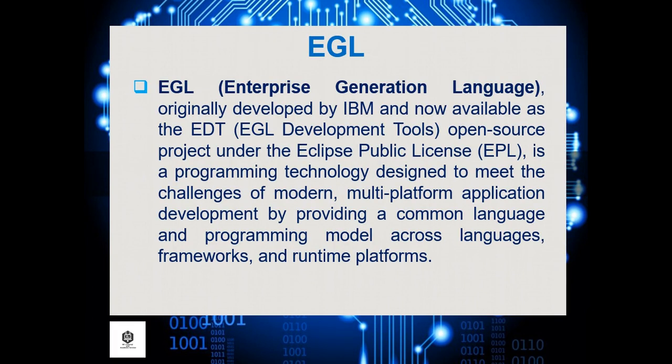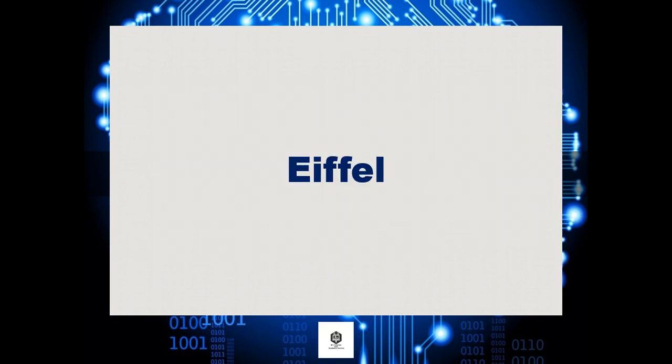EGL. EGL, or Enterprise Generation Language, originally developed by IBM and now available as the EDT, or EGL Development Tools, open source project under the Eclipse Public License, or EPL, is a programming technology designed to meet the challenges of modern multi-platform application development by providing a common language and programming model across languages, frameworks, and runtime platforms.